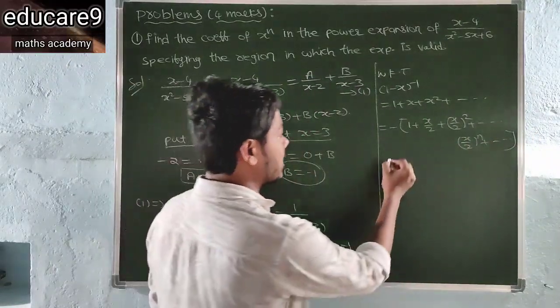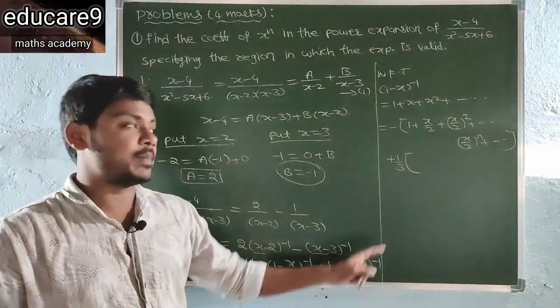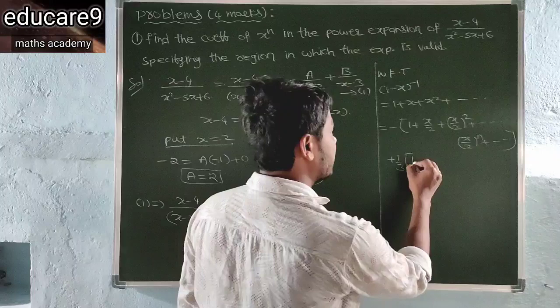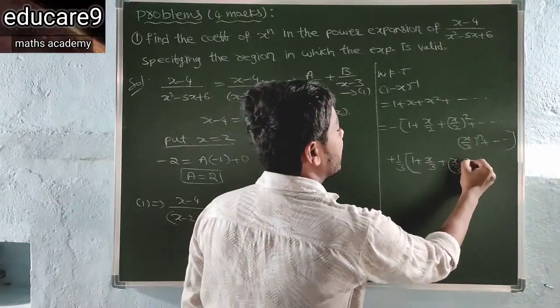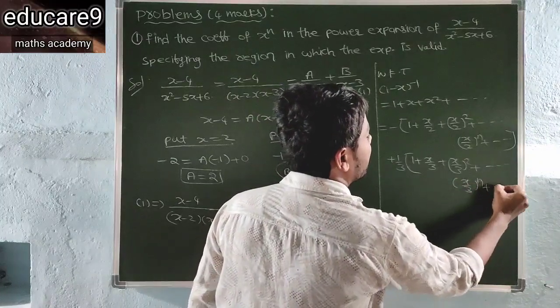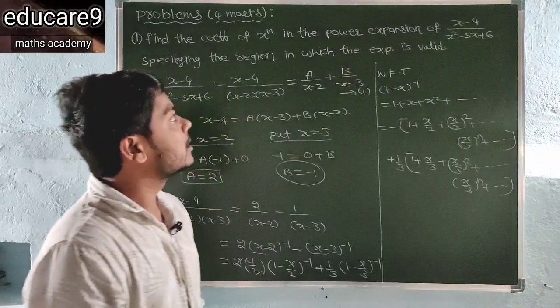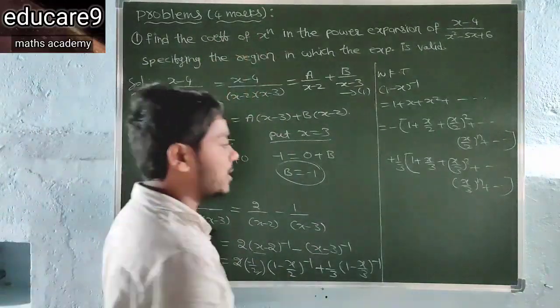Next here plus 1/3 into, so here replace x by x/3, that is 1 + x/3 + (x/3) whole square and so on, (x/3) whole to the power of n and so on. Here you need to find the coefficient of x to the power of n.